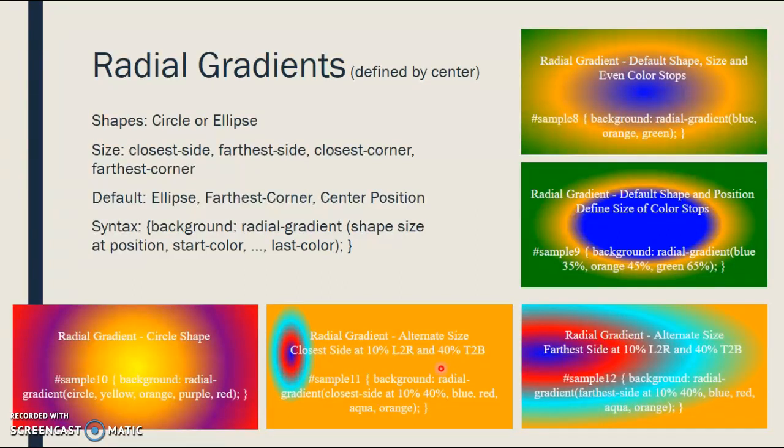So by default, it's going to use the ellipse from the furthest corner and a center position. This first example up here in the upper right-hand corner is just the default. I'm using the radial gradient property, and I've got my three colors, and this is what it does. And in this second example just underneath it, what I've done is defined a larger size for the blue, and then I made the other colors larger based on that.